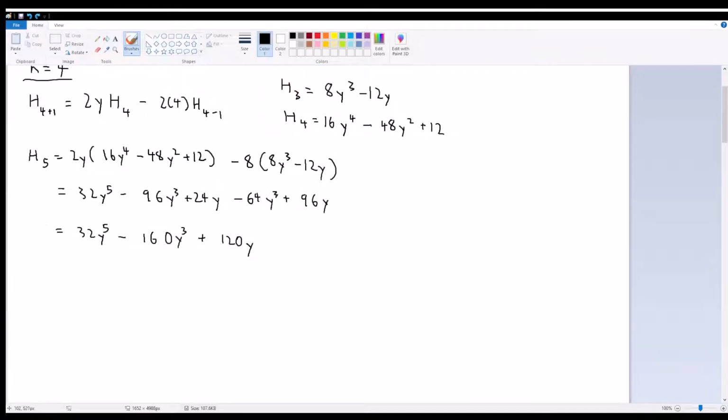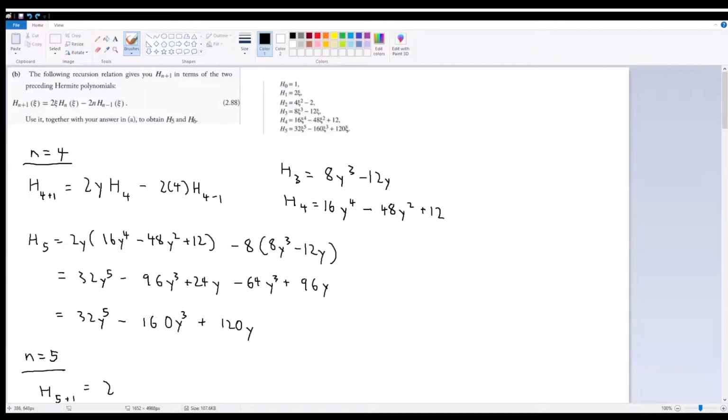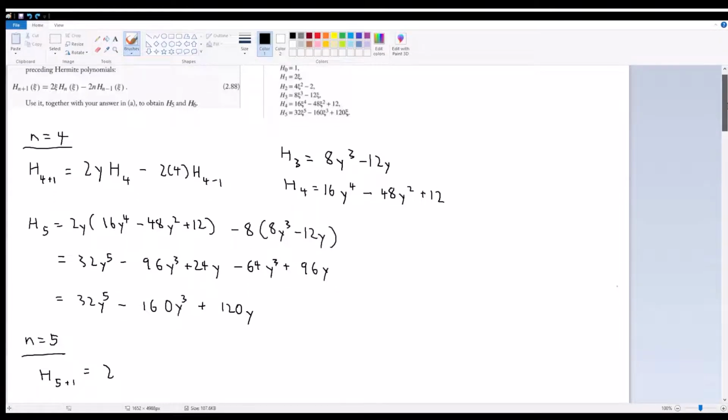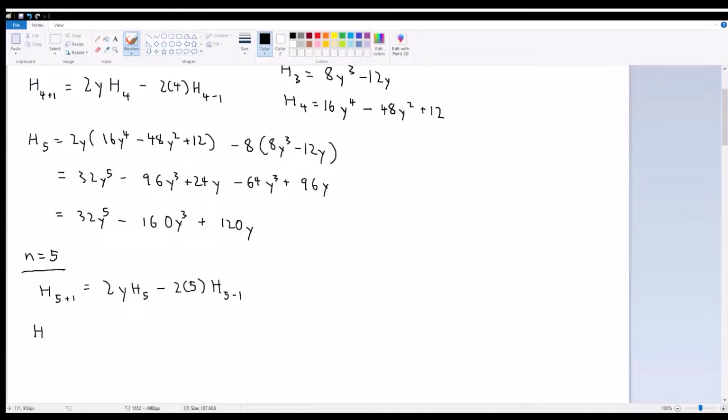Next up, n equals 5. This is going to give us h of 5 plus 1 is equal to 2 times y multiplied by h of 5 minus 2 times 5 times h of 5 minus 1. So what's this going to give us? We're going to be left with h6 is equal to 2y h5 minus 10 times h4.